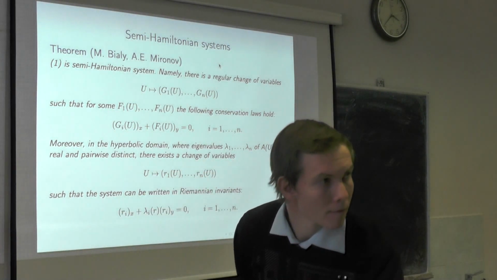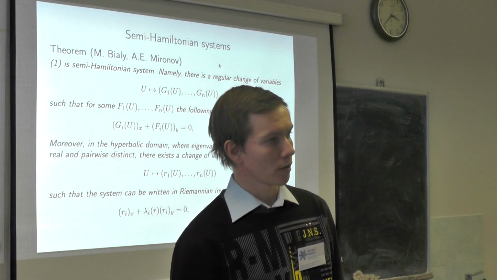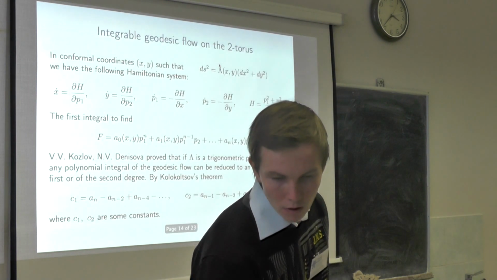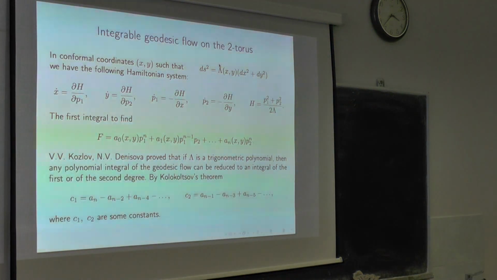What is hyperbolic domain? It is when all the eigenvalues of our metric are pairwise distinct. If we work in conformal coordinates, then the metric has the following form, and the first integral looks like this. It is known that if the conformal factor is a trigonometric polynomial, then there are no irreducible integrals. It was proved by Kozlov and Denisov.